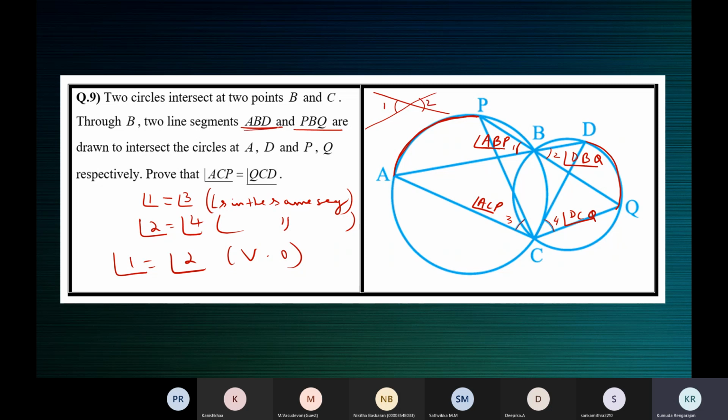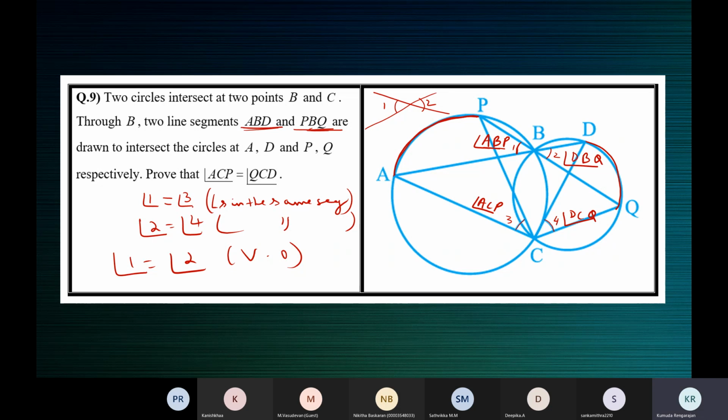See, it's given here. ABD and PBQ, they are two line segments. They intersect at B. So vertically opposite angles are equal. Angle 1 is equal to angle 2. Vertically opposite angles are equal.